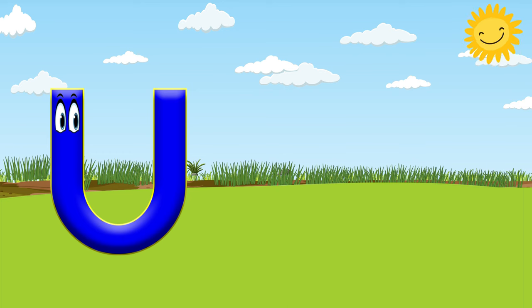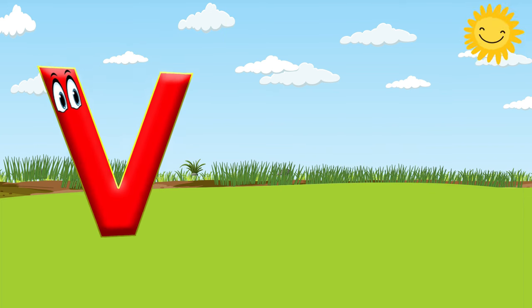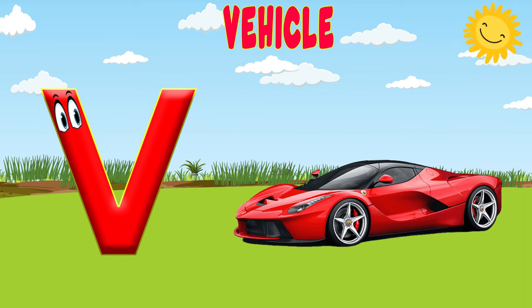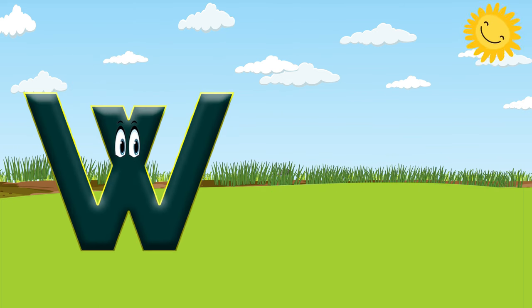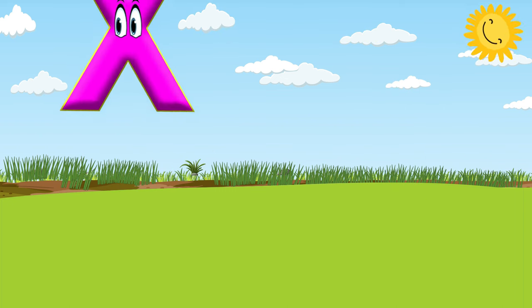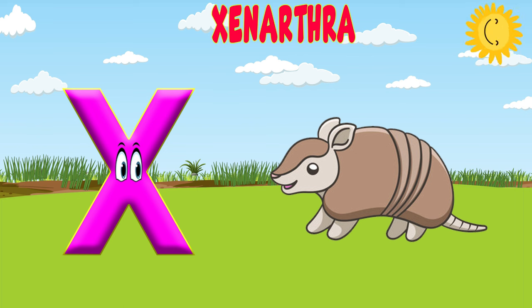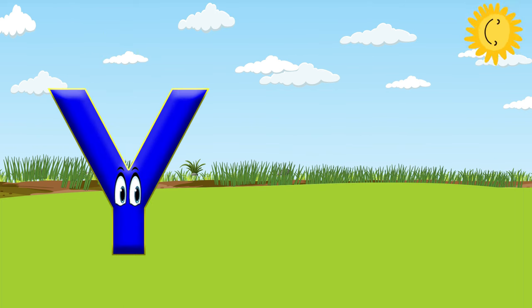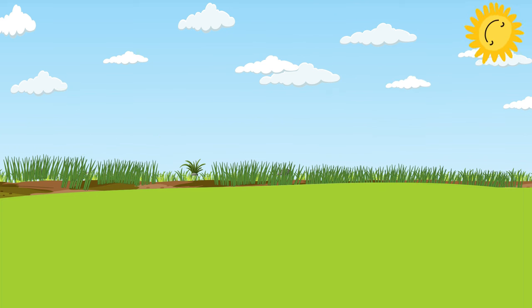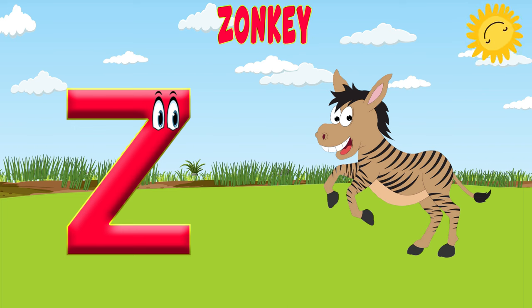U. U for uphill. V. V for vehicle. W. W for winter season. X. X for Zinnastra. Y. Y for yarn. Z. Z for Zonky.